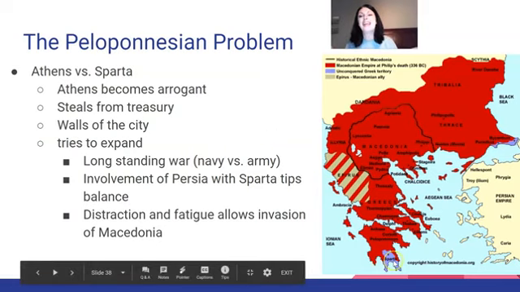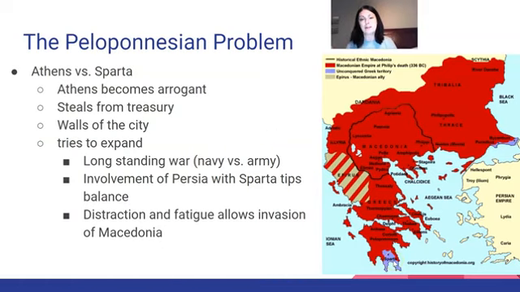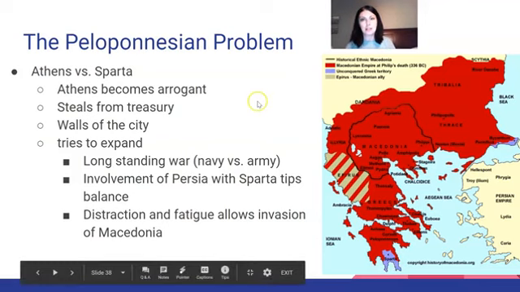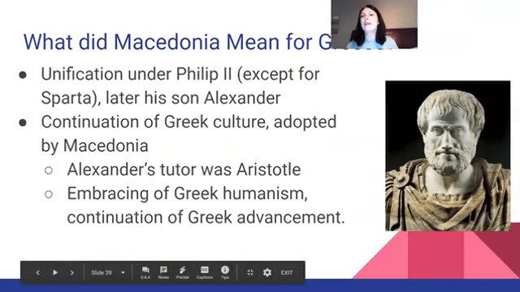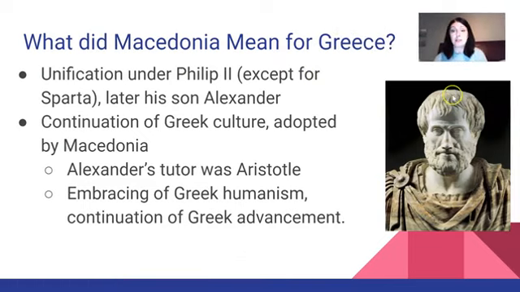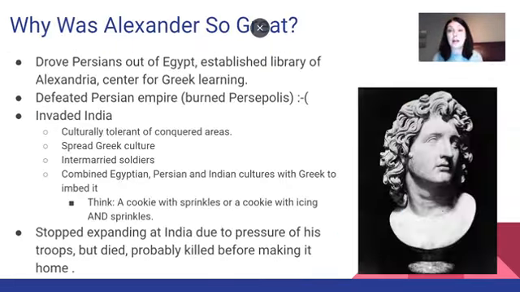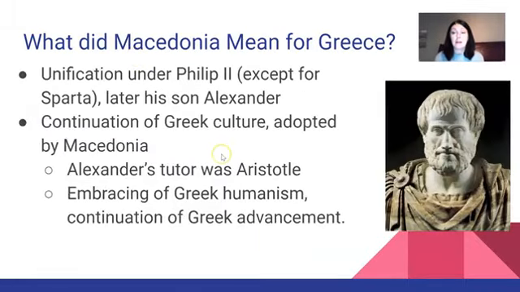But if you notice, even Macedonia doesn't mess with Sparta because they were such a scary, tough military culture. So what did Macedonia mean for Greece? Well, it does unify the Greeks, but Philip II, who took over all of this and created this empire, his son Alexander was taught by Aristotle, a great Greek philosopher, and he passed on all of this Greek learning, Greek culture, Greek ideas to Alexander.